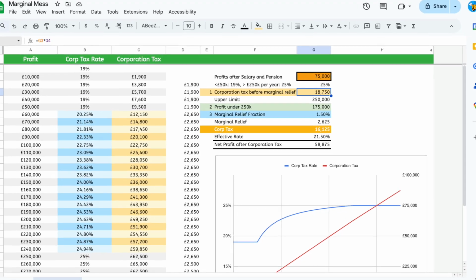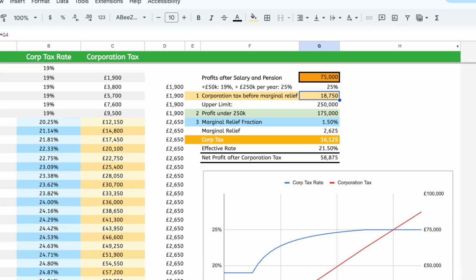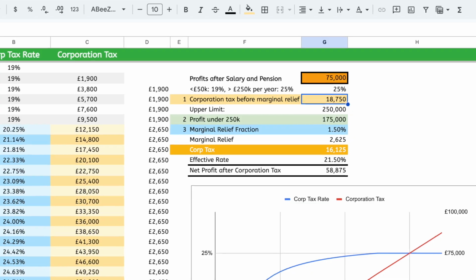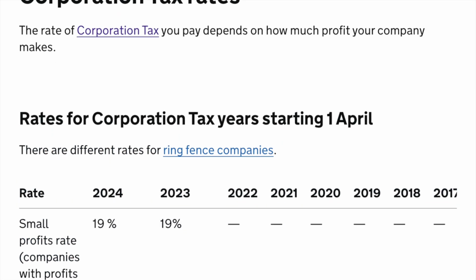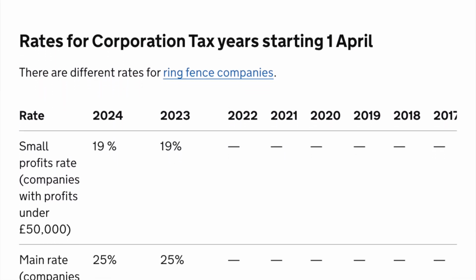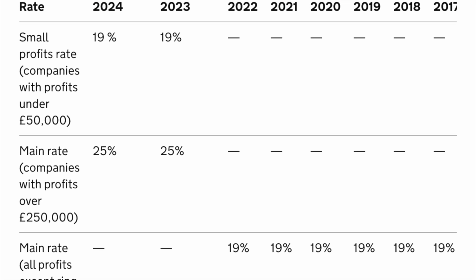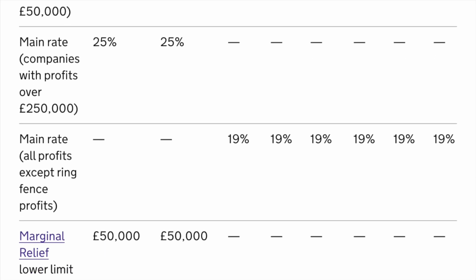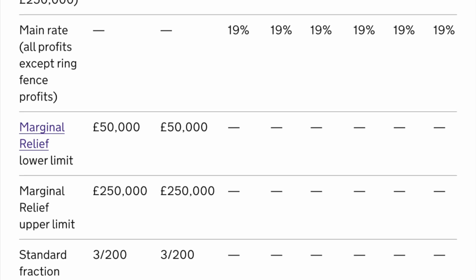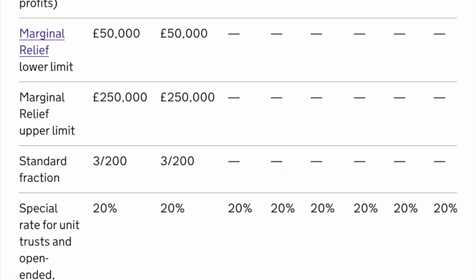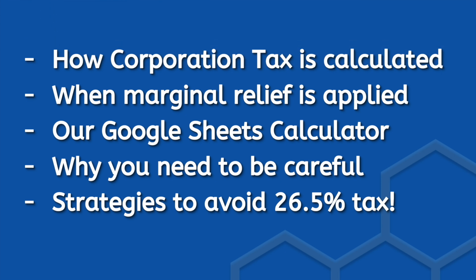Do you know the corporation tax rate you are really paying? The UK government made the answer to that question a whole lot more complicated in 2023, and their website does a terrible job explaining the calculations. I'm going to explain how corporation tax is calculated, when marginal relief is applied, and how to calculate it.